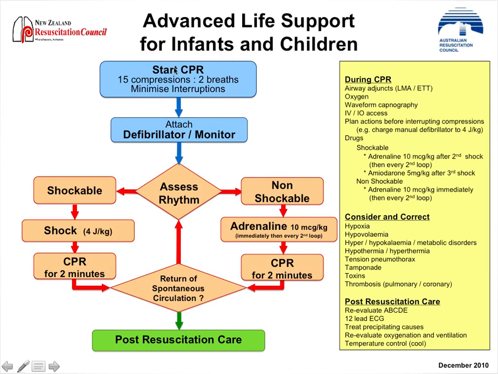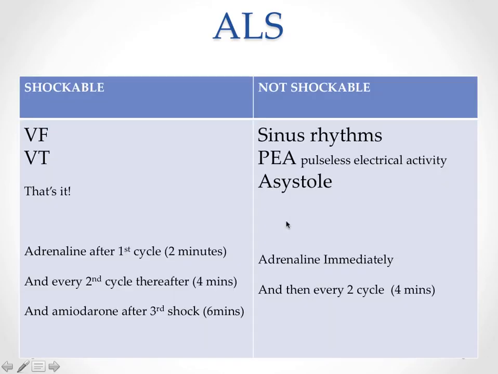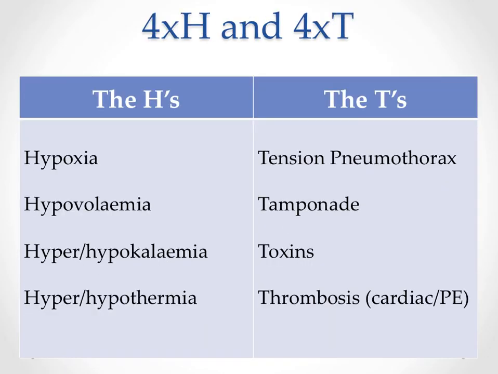Same again in children, but remember 15 to 2 for the compressions, 4 joules per kilo for the shock, and adrenaline at 10 micrograms per kilo. Okay. Whilst you are working, whilst you're conducting your team, you should be thinking of the 4 H's and the 4 T's of a cardiac arrest.